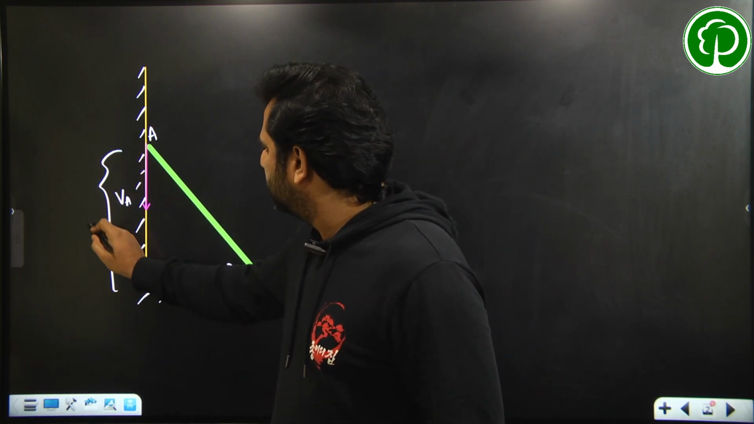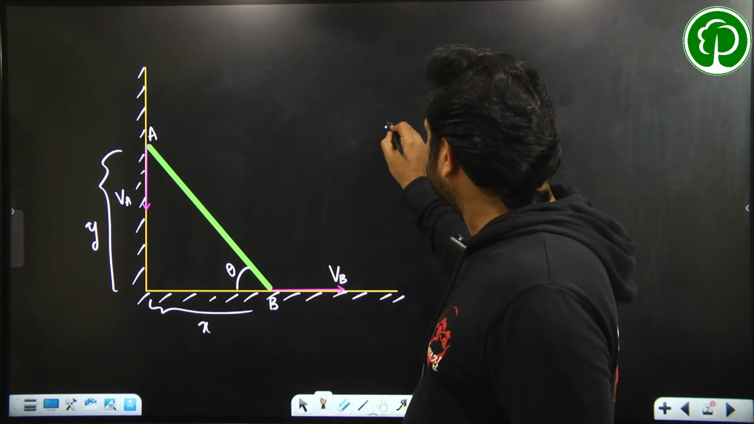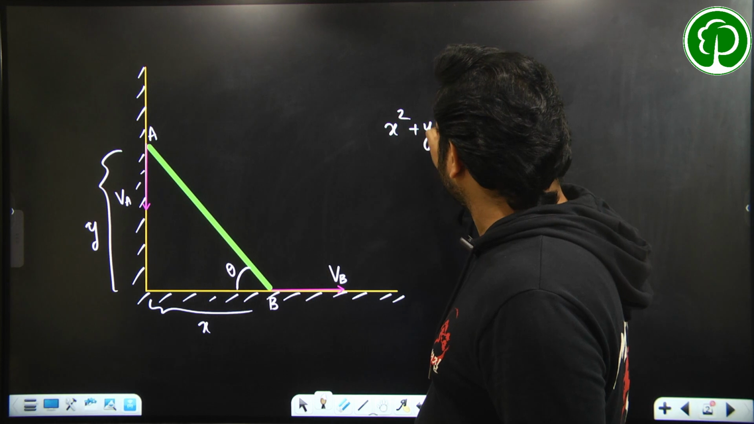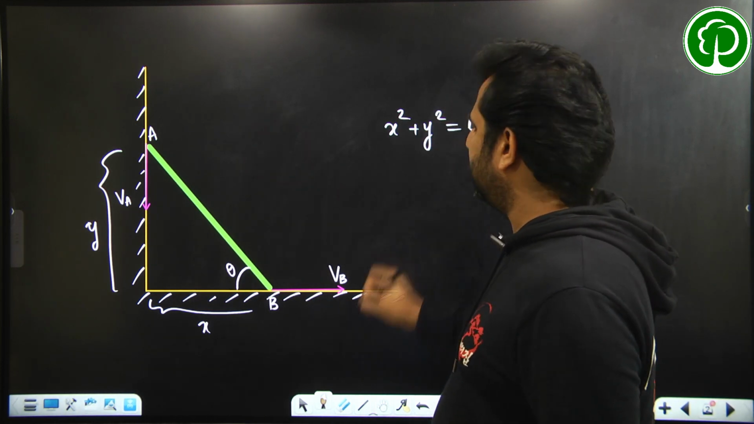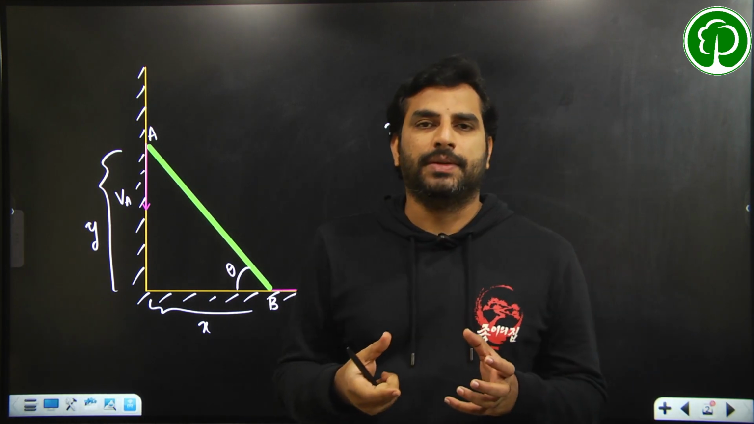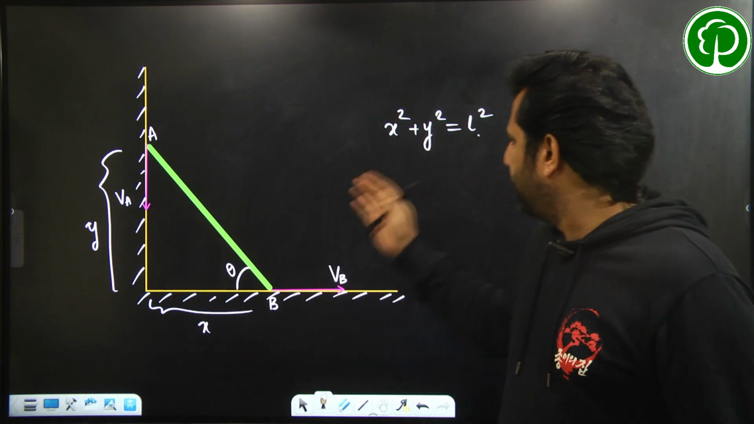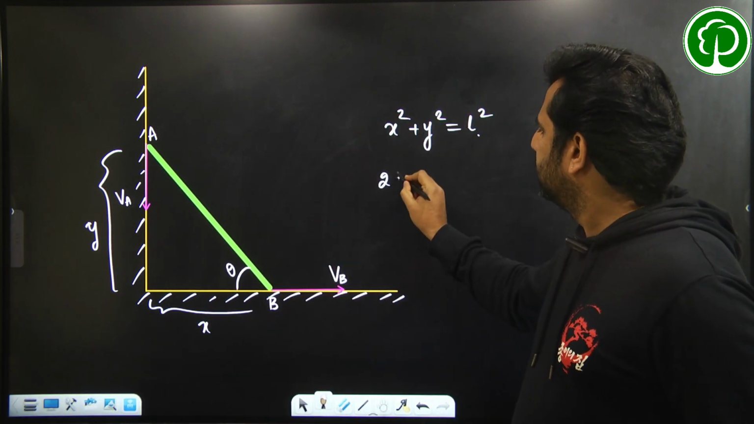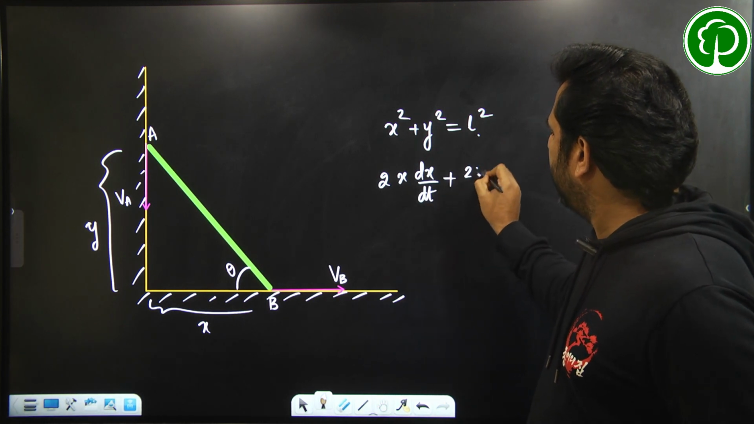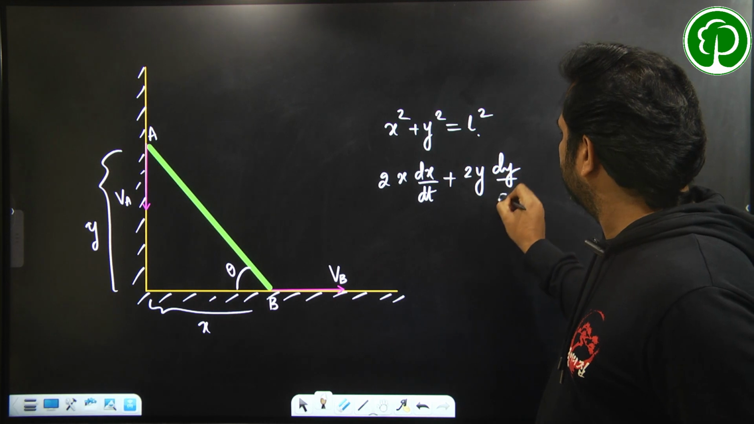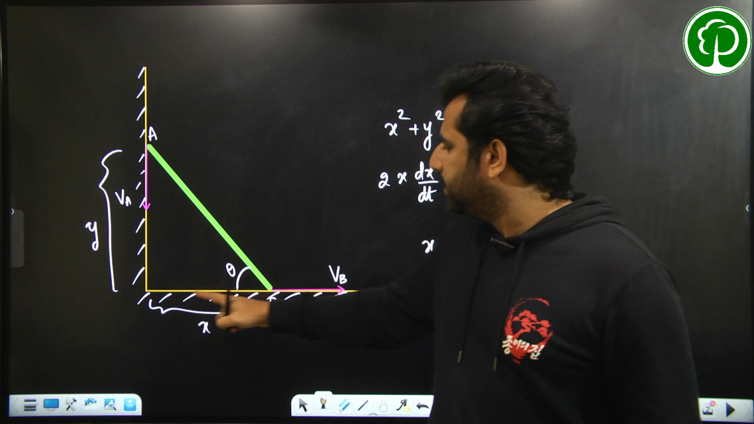You can consider this distance to be some y, and this distance is x. x square plus y square is equal to L square, where L is the length of the rod, which is always constant. x and y will change such that x square plus y square is always equal to L square by Pythagoras theorem. Now differentiate this. So 2x into dx by dt plus 2y into dy by dt, that is equal to 0.